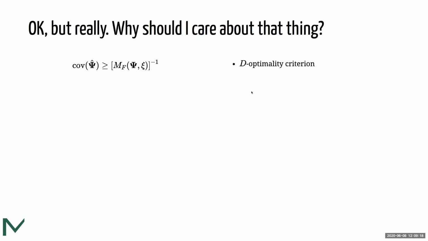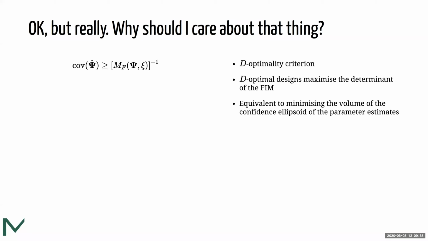Okay, but really, why do you care about it? Well, like I mentioned, there's a bunch of criteria for optimal design. The most popular, the most common is the D-optimality criterion. The D here stands for determinant. So a D-optimal design will maximize the determinant of the information matrix. This is useful because maximizing that determinant, because of this relationship here, is equivalent to minimizing the volume of the confidence ellipsoid of your parameter estimates.